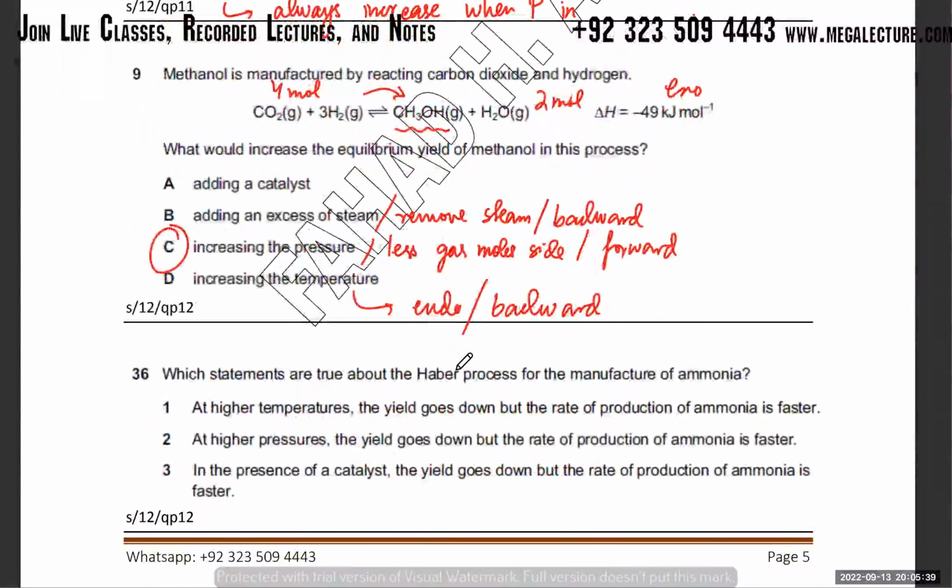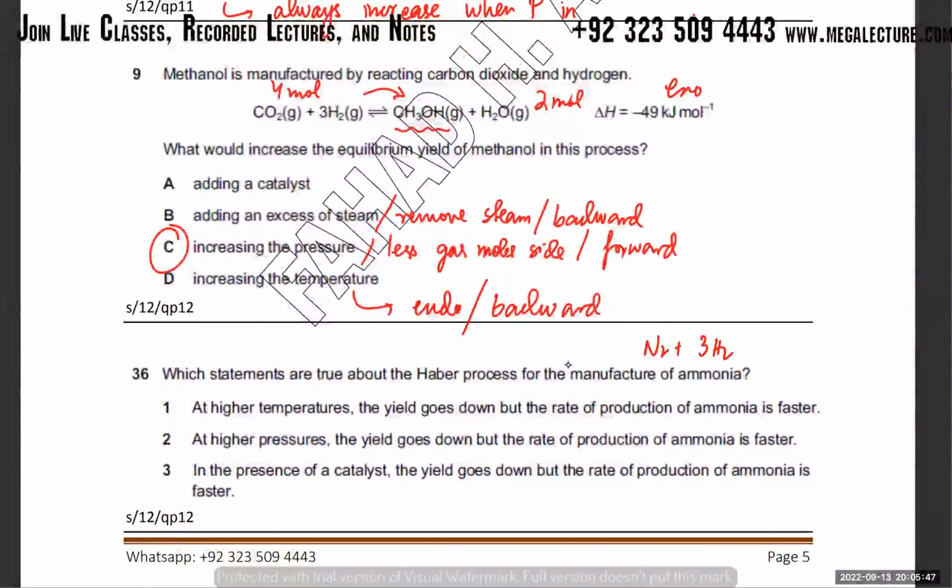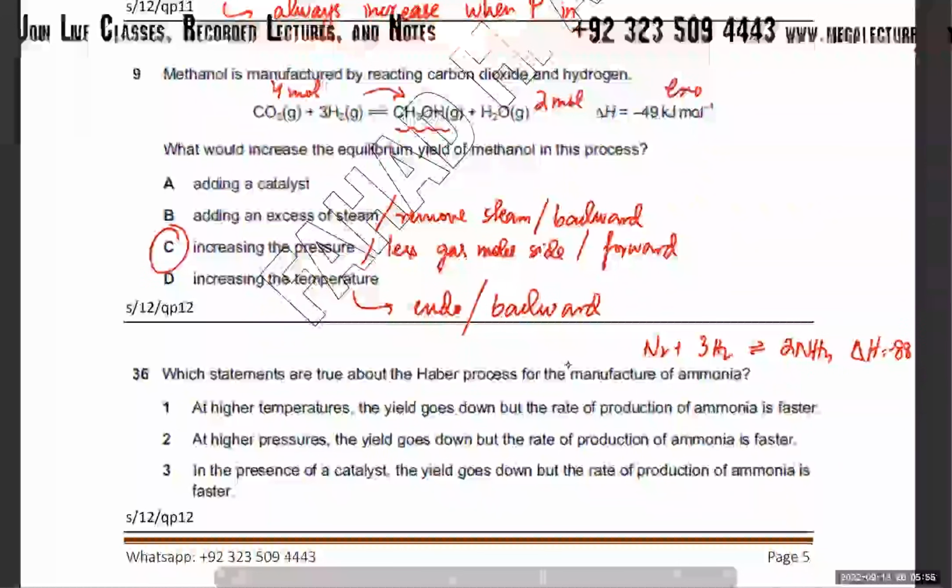Which statements are true about the Haber process in the manufacture of ammonia? So this is what the Haber process is. It's 2NH3. The enthalpy change of the forward reaction is exothermic, that's minus 88. All of them are gases. At higher temperatures, the yield goes down, but the rate of production of ammonia is faster. Is that true?